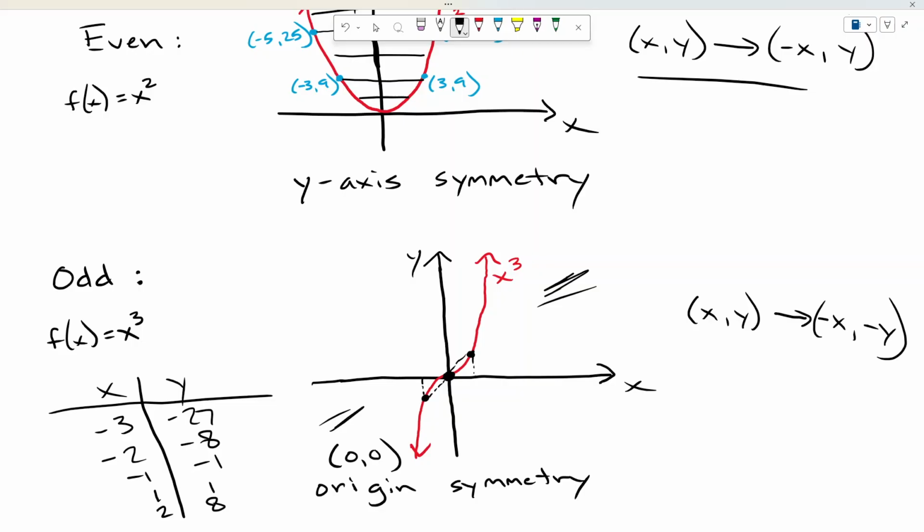So odd functions, symmetry about the origin, aka the point 0, 0. Even functions, symmetry about the y-axis. It mirrors itself over the y-axis. So that's how you can tell even and odd, just based off of the graph, without doing what we did before when we were doing it with equations.